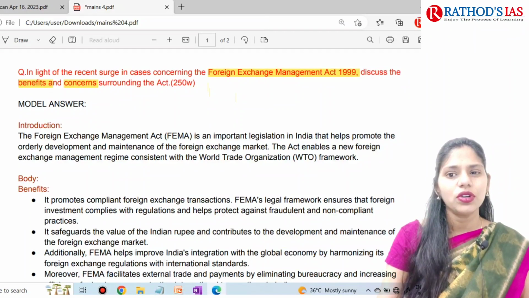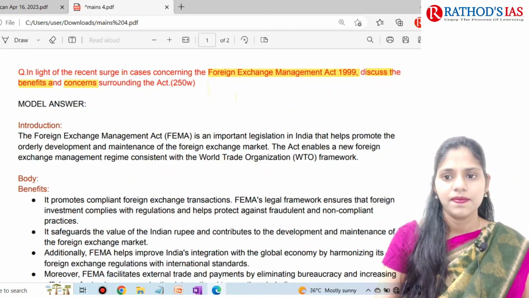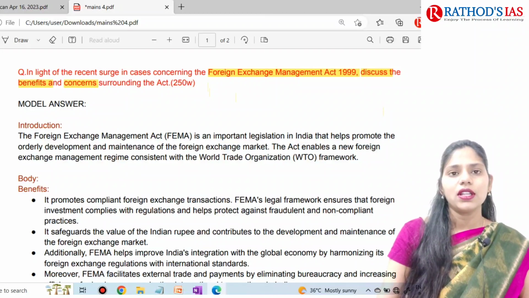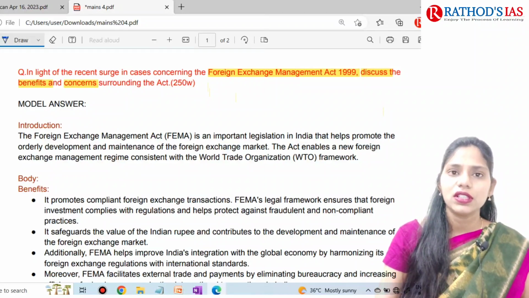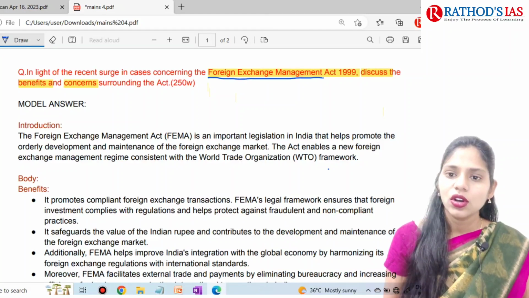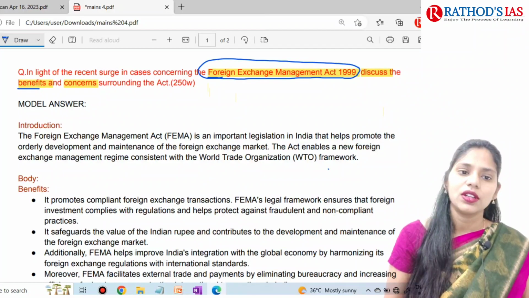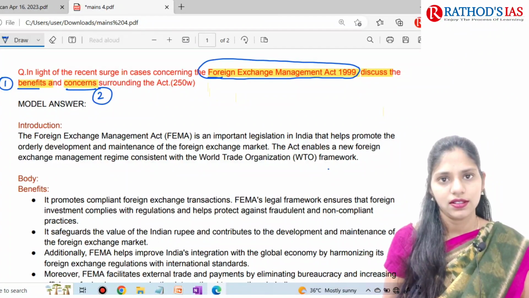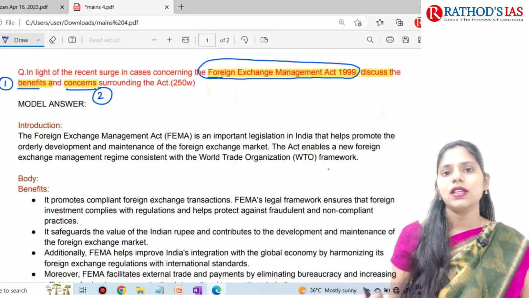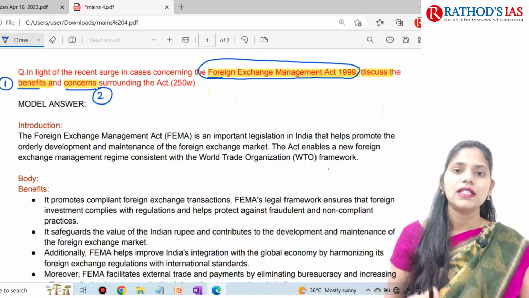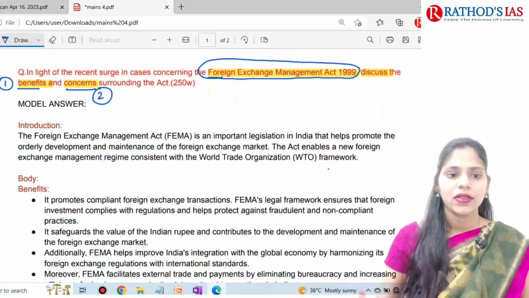So what is the keyword? The keyword is just "discuss". So the first important thing that you have to do, whenever you are seeing the question, is identify on which topic the question is asked and how many sub-questions there are. The first one is benefits, the second one is concerns, so that you will not miss any sub-questions, because each sub-question will carry marks.